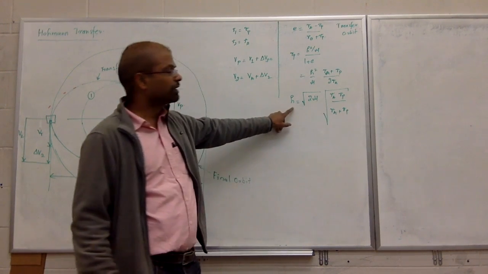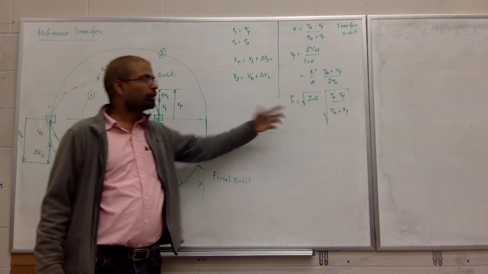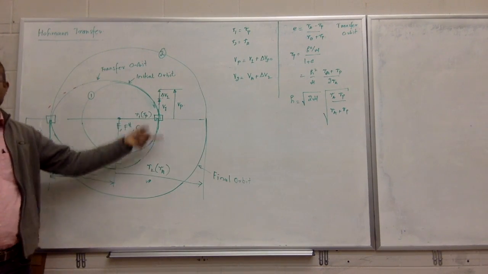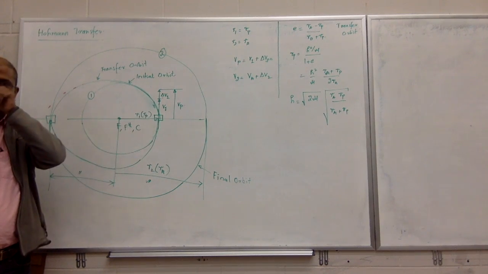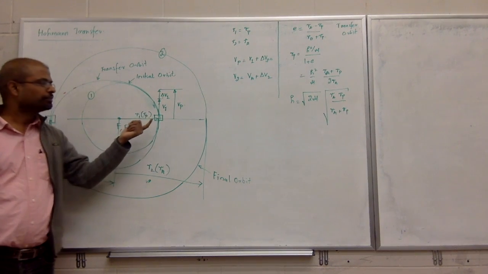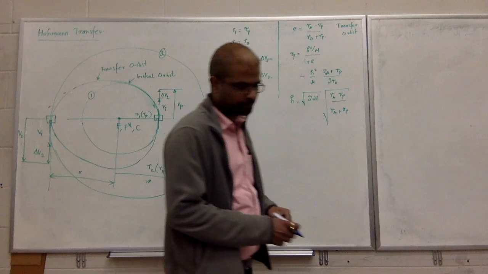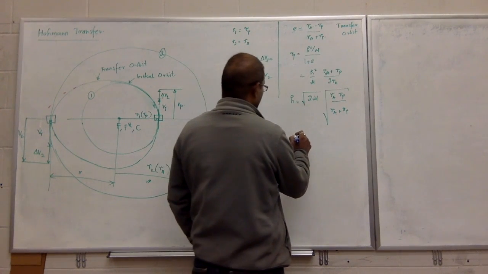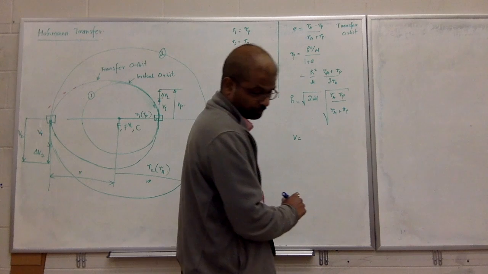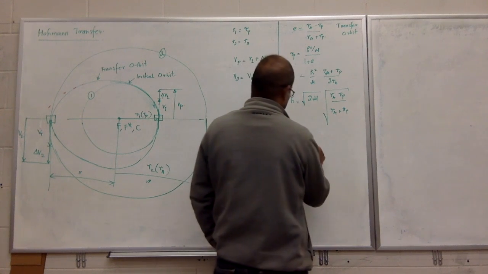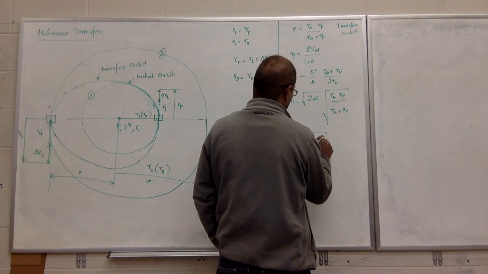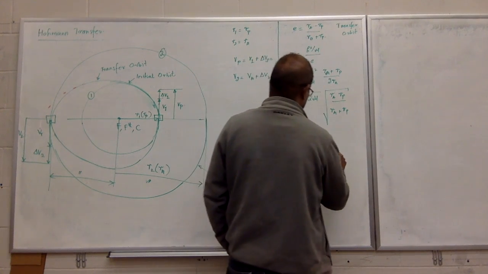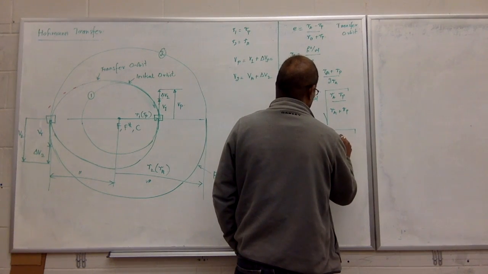And you should realize that this is not the same. What is the same? The only thing which is similar is R. V is different, H is different. Alright? So if you have V equal to root of 2 mu times root of 1 over R.